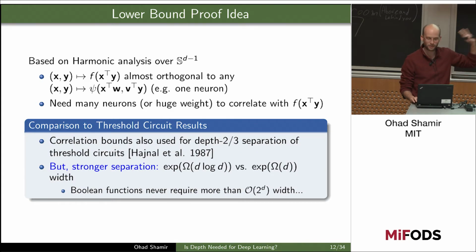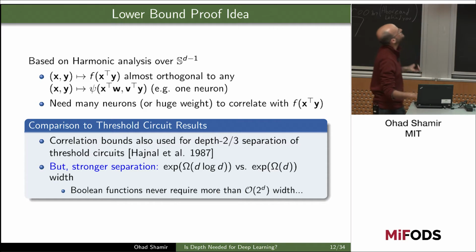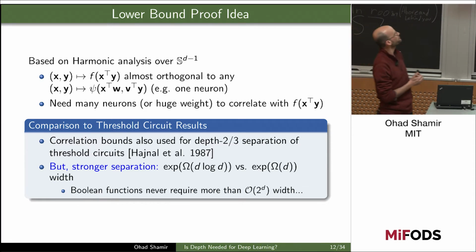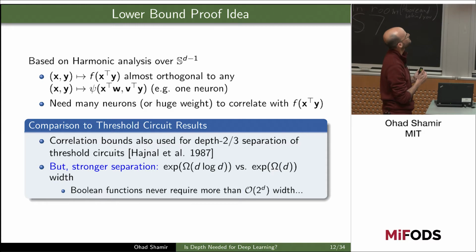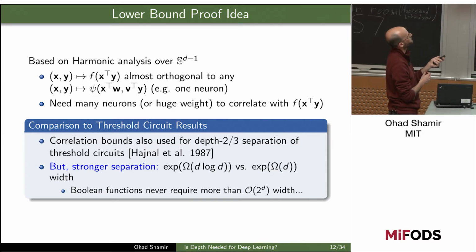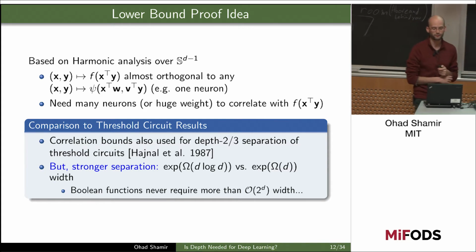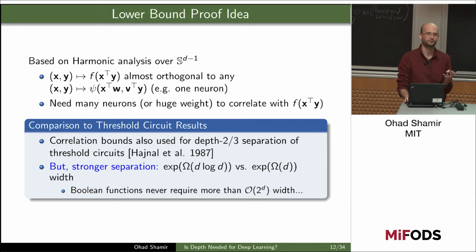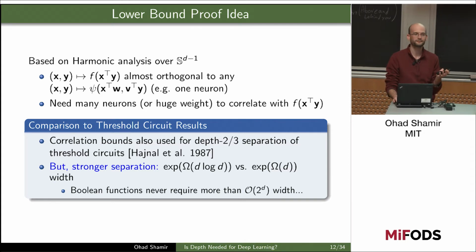Now, as I said, this is not an altogether new technique, so similar ideas have been used in the context of threshold circuits. But already here you can see one maybe small difference is that the separation is stronger. In the context of threshold circuits, the separation is up to a width exponential in the dimension. Here it's exponential in d log d. And this is not just an artifact, because with Boolean functions, you really don't need more than 2 to the d width to express them with a depth-2 network. Does anyone have any idea why?